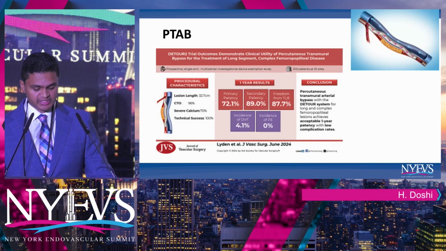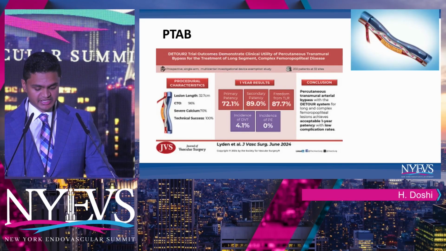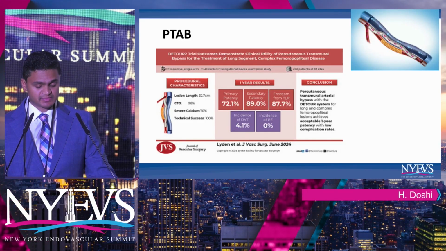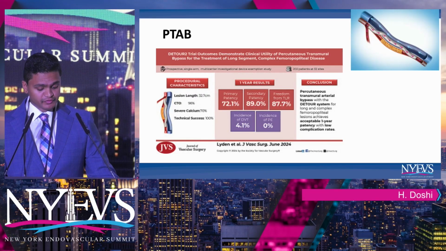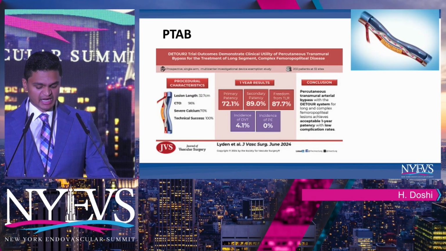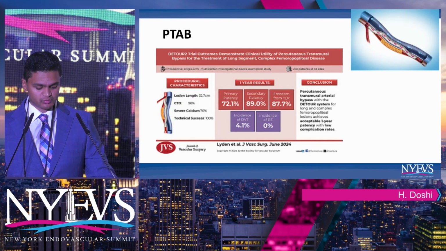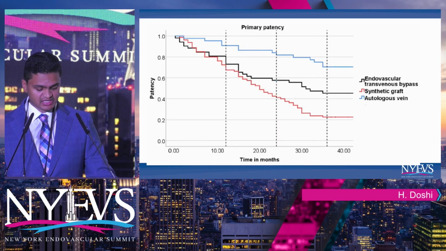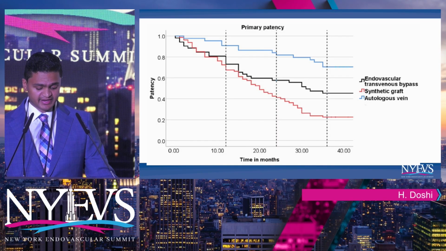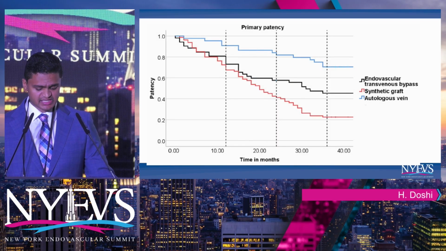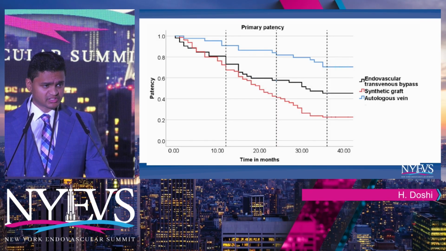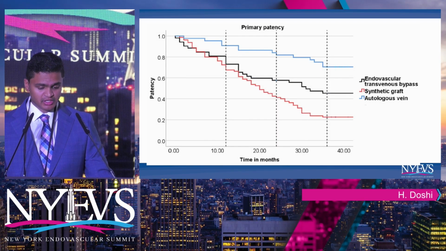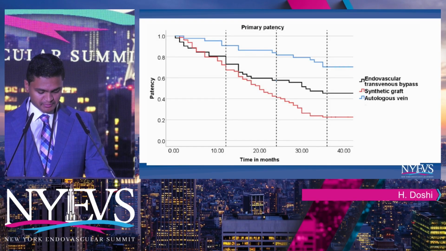Another new approach in treating highly complex long SFA lesions is percutaneous transmural arterial bypass. It offers patients who aren't candidates for venous bypass grafts a percutaneous option with patency rates similar to, if not better than, prosthetic bypass grafts. In fact, this was noted as well in a meta-analysis which highlighted that if a saphenous vein is not available or open surgery is not an option for your patient, you can consider this as a viable option.